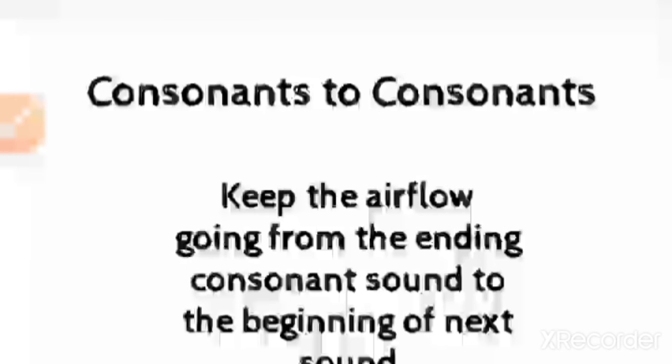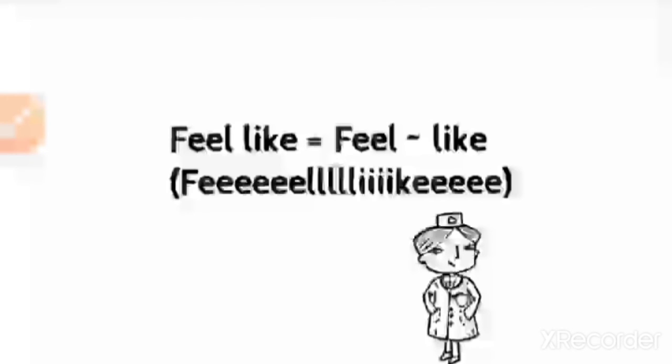Next, consonant to consonant. In this, we make a flow when the first word is ending with a consonant and the second is beginning with the same consonant sound. So first of all we have "feel like". इस रूल में क्या होगा कि we will pronounce it a little bit longer, like feel like, feel like, in this way, feel like.